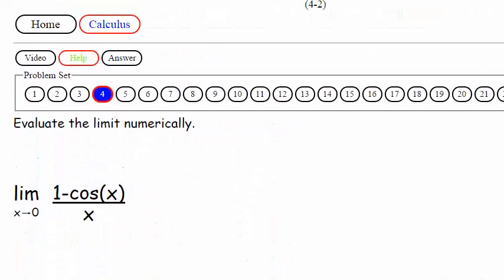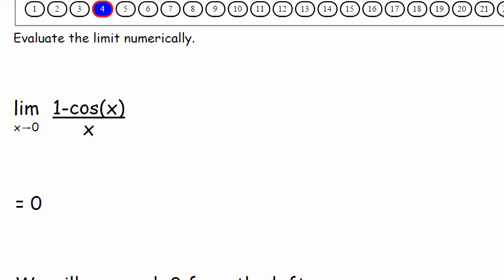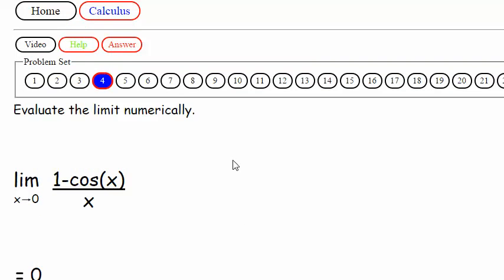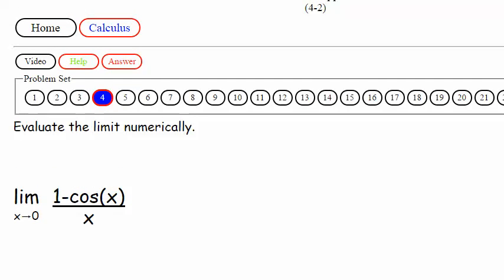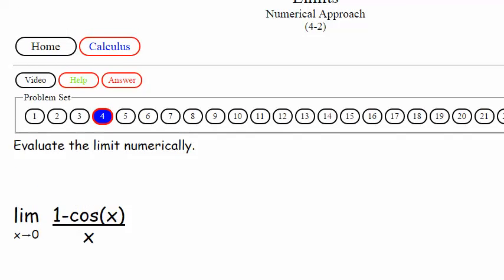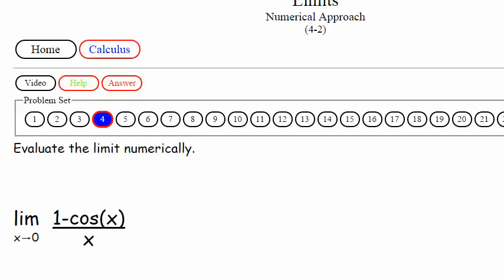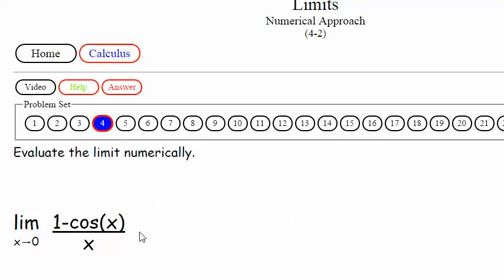So coming in from the left, coming in from the right, it looks like this limit is going to equal 0. And we're going to consider that a definition. I say previous section, I mean when we evaluate limits analytically, we're going to note that as equaling 0.